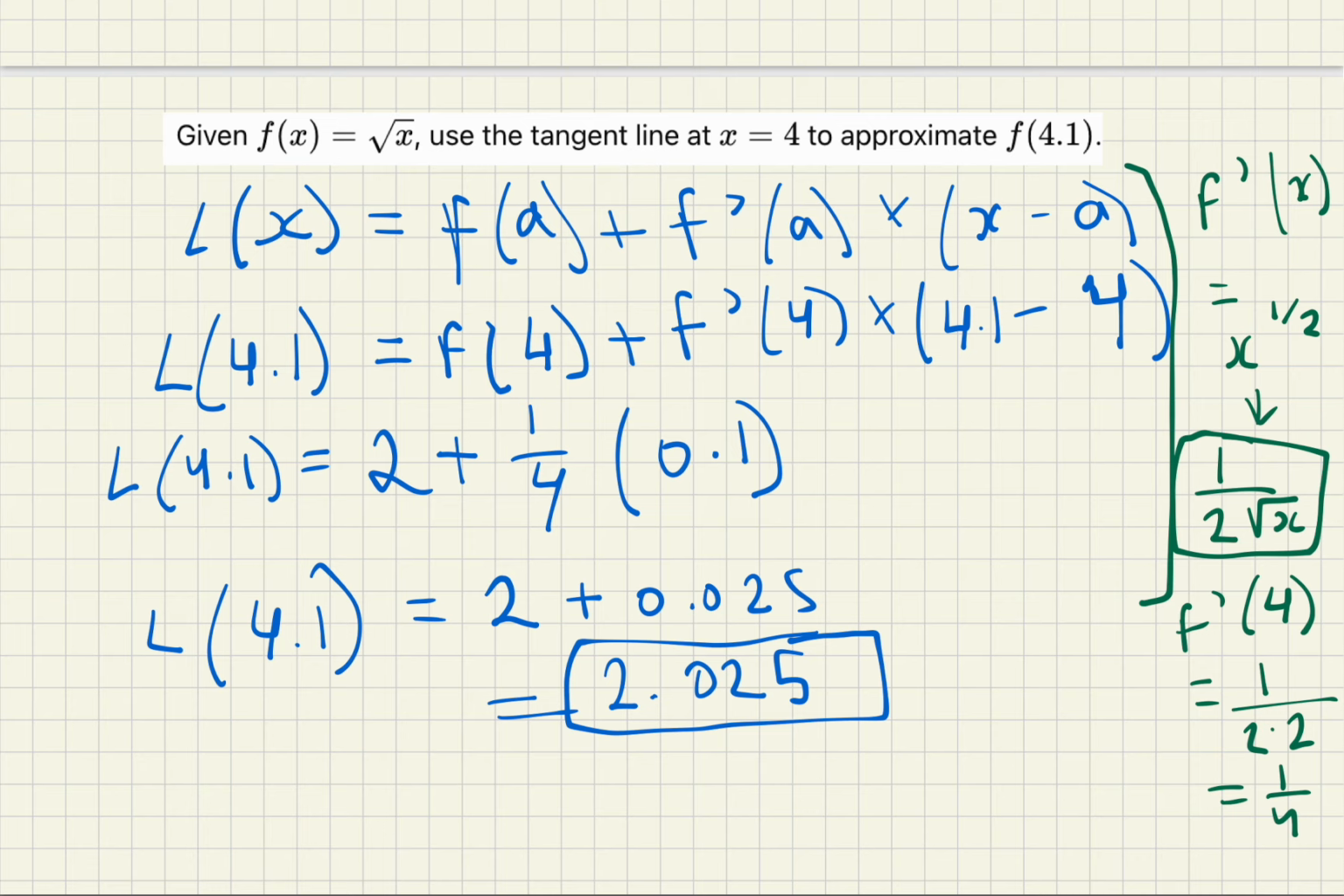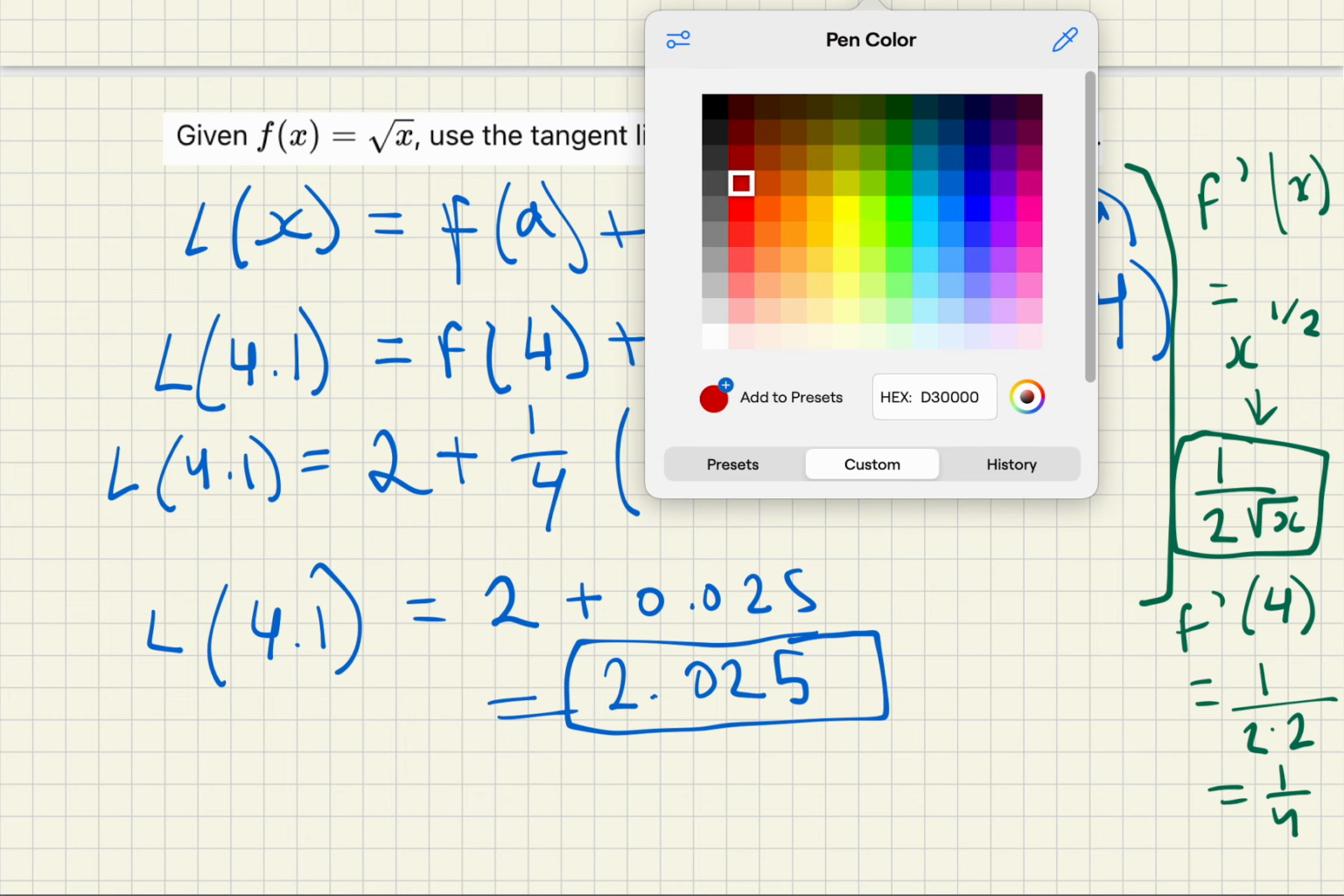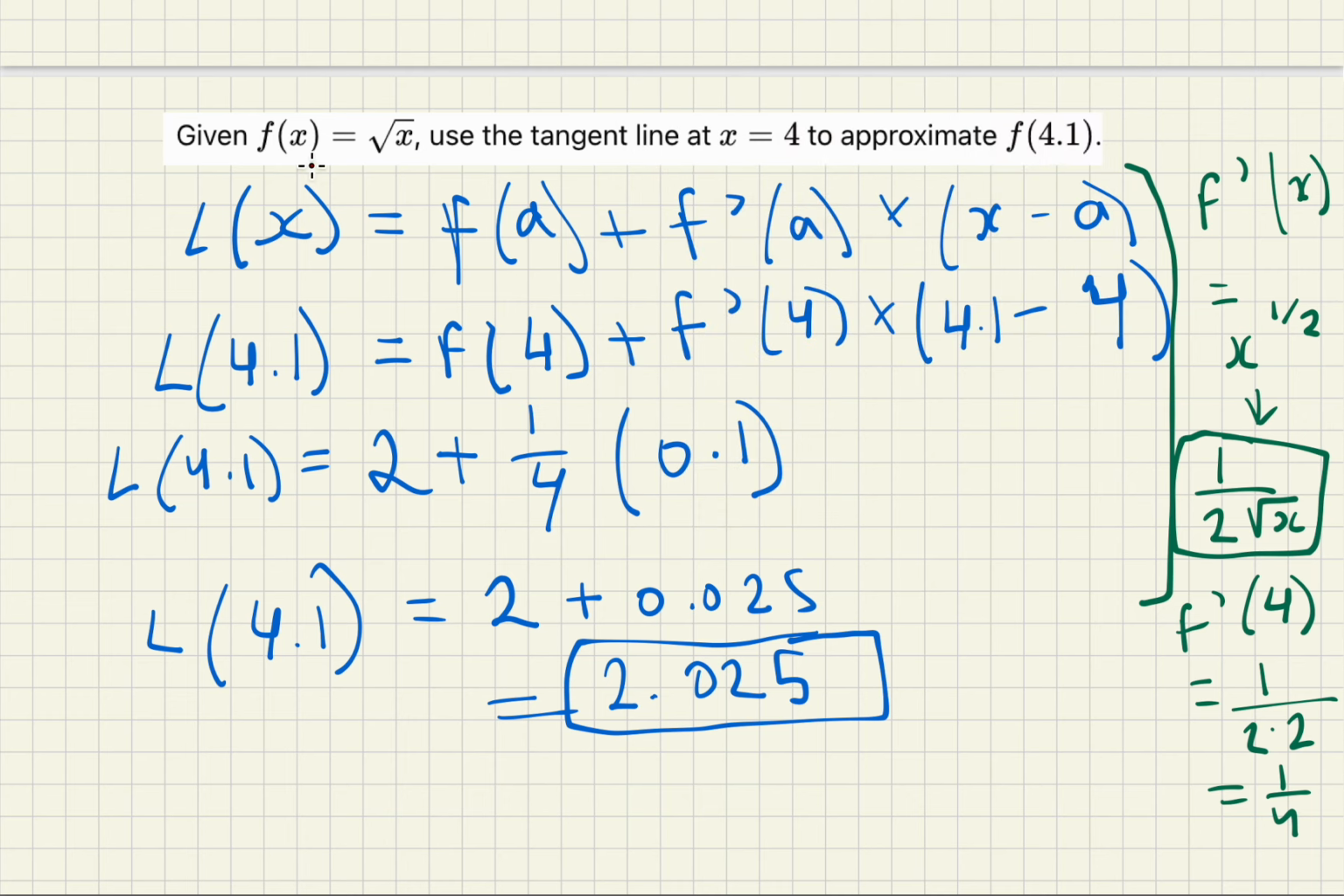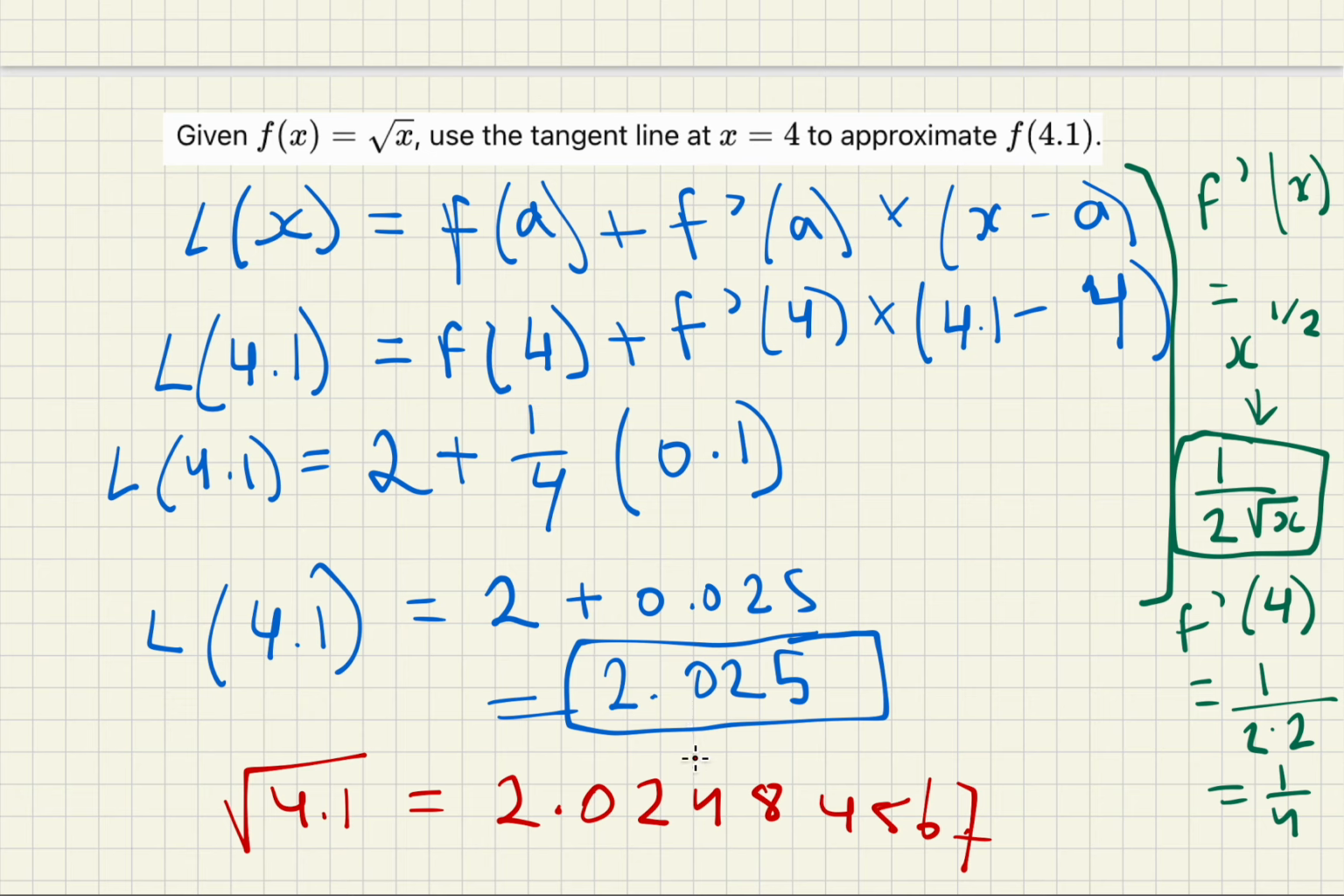And just to double check our answer, we can plug 4.1 into the function given to us and use our calculator. So the square root of 4.1, if you have a calculator, you can approximate that, and what I get is something along the lines of 2.02484567. And so it's almost the same value. It's 2.025. When you round this out to 3 decimal places, you will get 2.025.